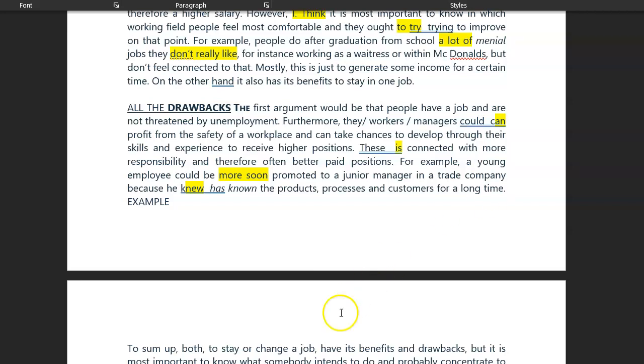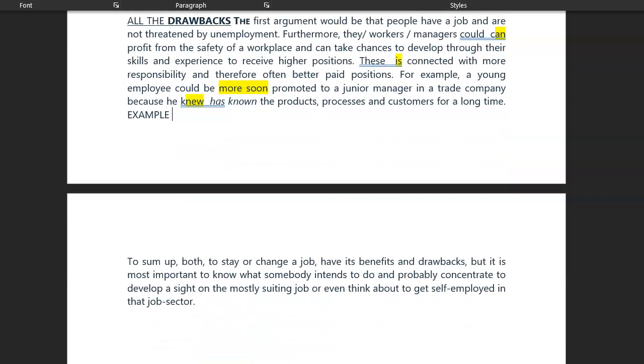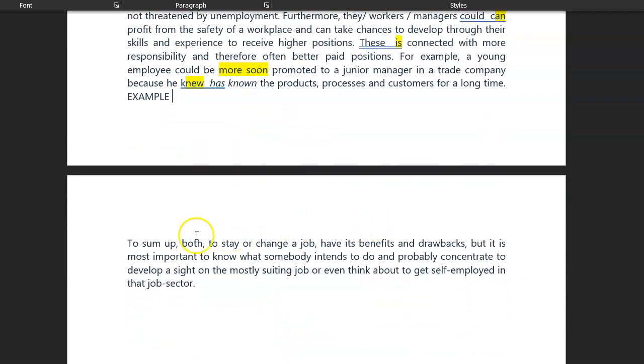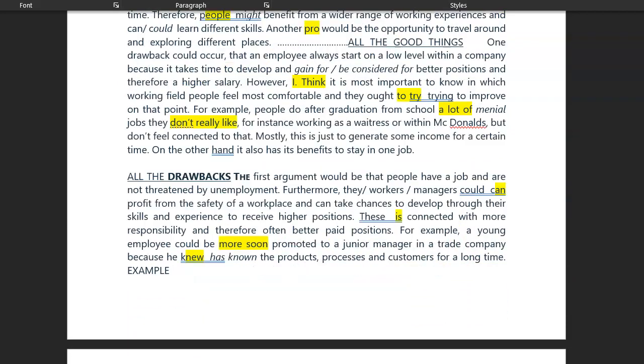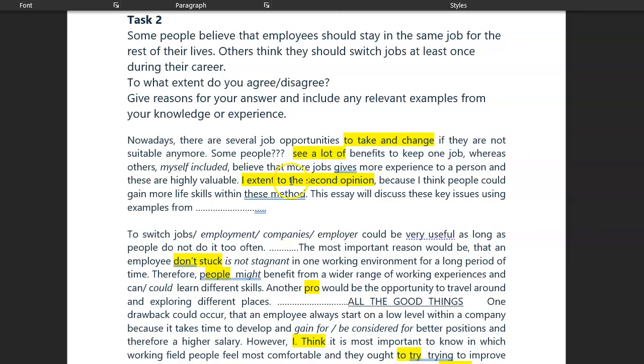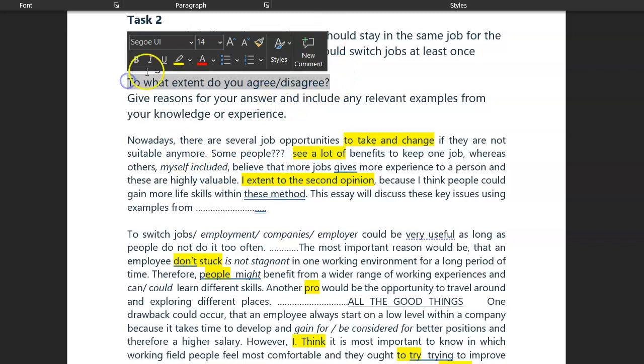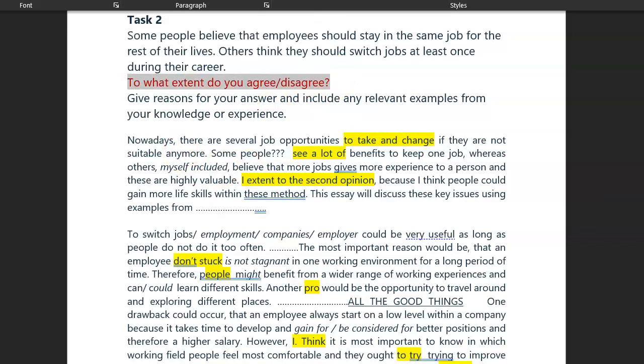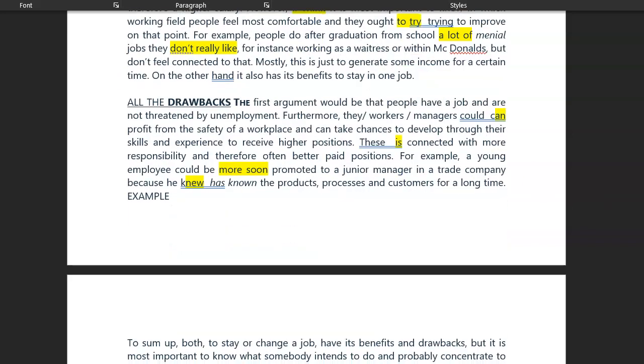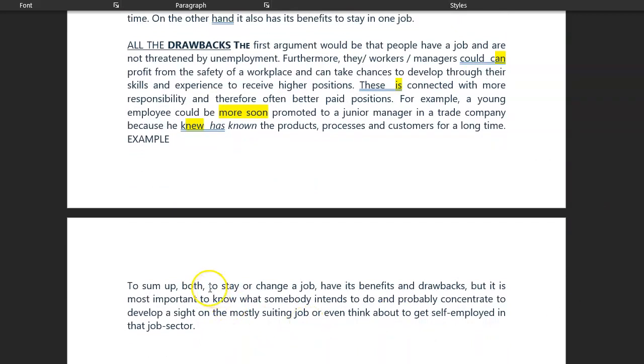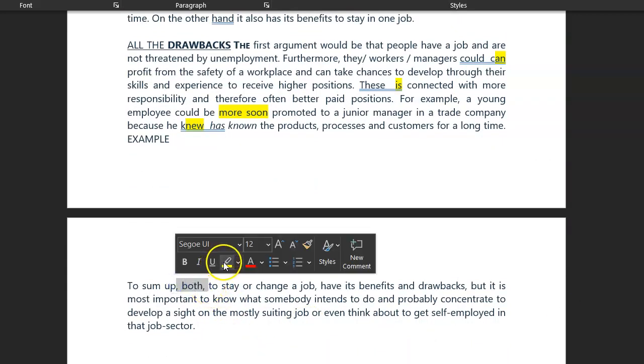Okay, and then to sum up both. So now, because remember it's an opinion essay. So if you go back up here, to what extent do you agree or disagree? Don't forget to answer that bit. So you would have to say here, I strongly believe, or I strongly think that. So you've got to have your opinion in here.